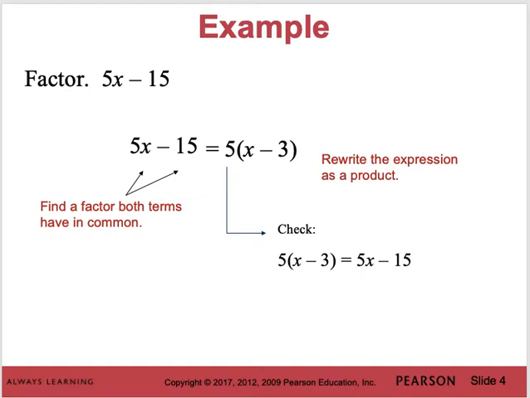If I divide both of those numbers by 5, I would be left with a 1 here and a 3 on the right. So this is 1x minus 3, which is what remains in our parentheses. And what did we divide by? We divided by our 5. We can double check that this multiplication problem would give us the same number that we started with by distributing that 5 into the parentheses and saying 5 times x minus 15, and yes, that does work.